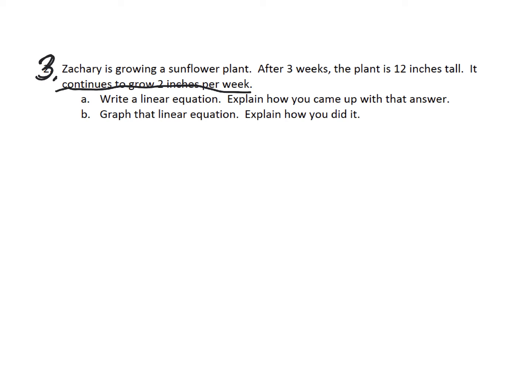Zachary is growing a sunflower plant. After 3 weeks, the plant is 12 inches tall, and it continues to grow 2 inches per week. So, again, just like before, write a linear equation, explain how you came up with it, and then graph it and explain how you did it.